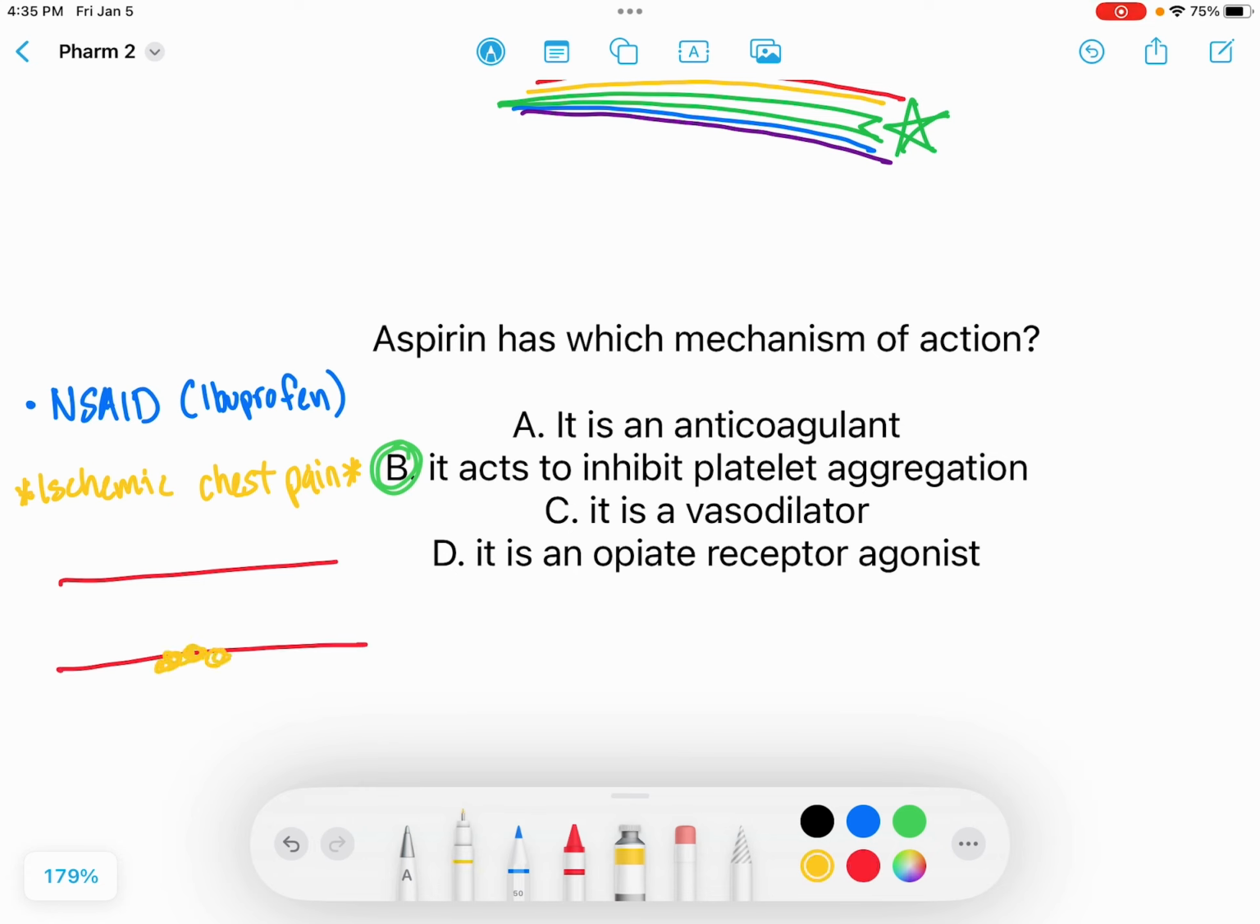Now that said, at some point it can eventually start affecting other things if you take too much, but that's a story for a whole other time.